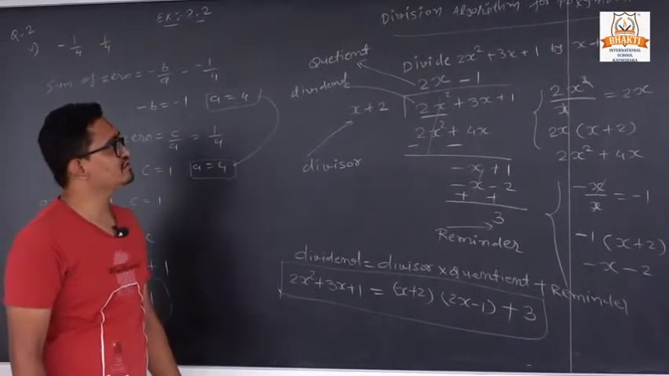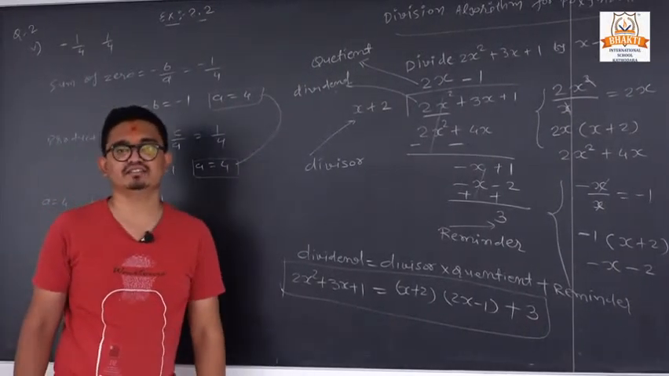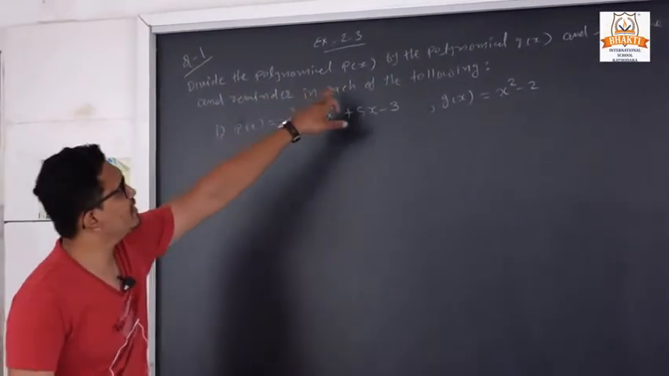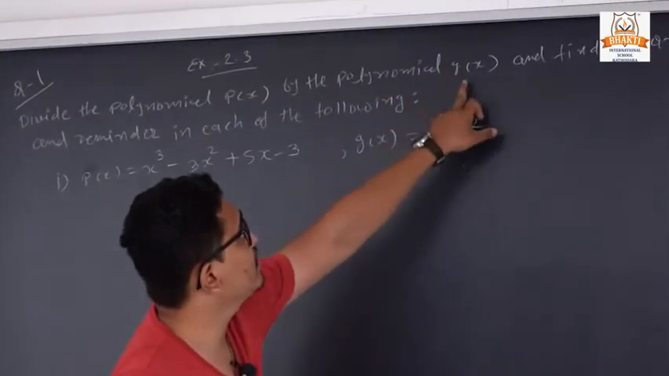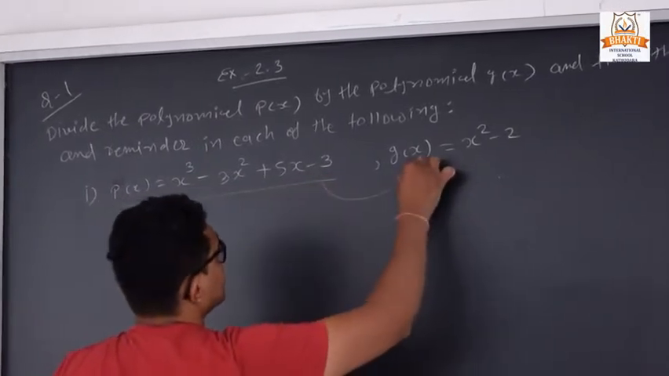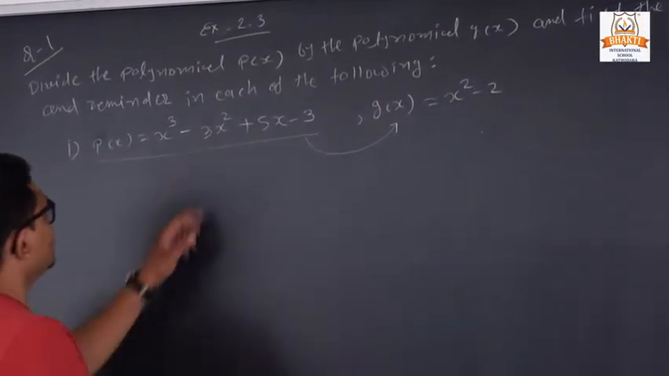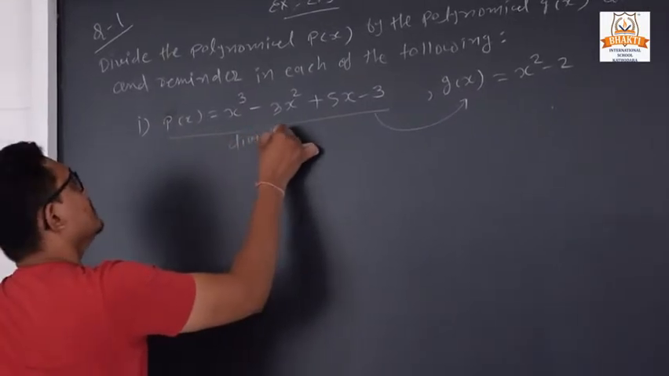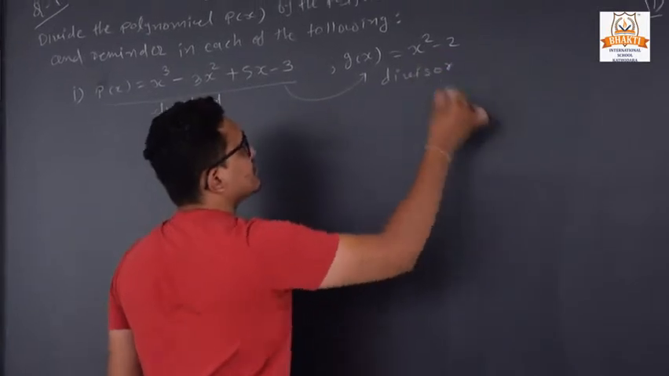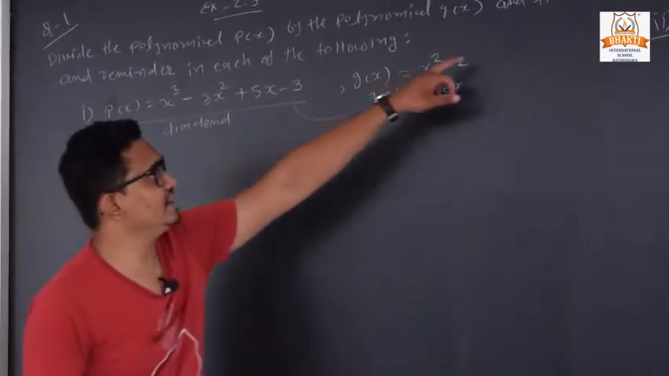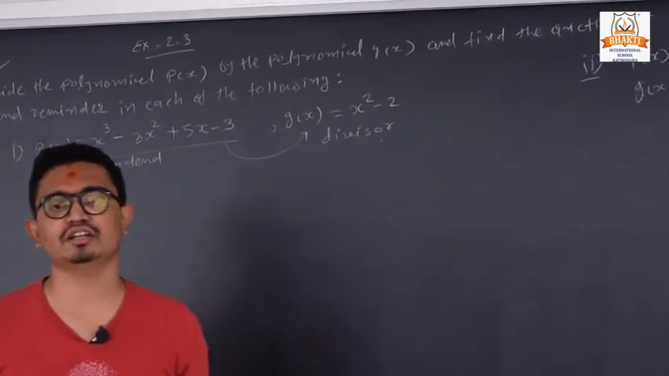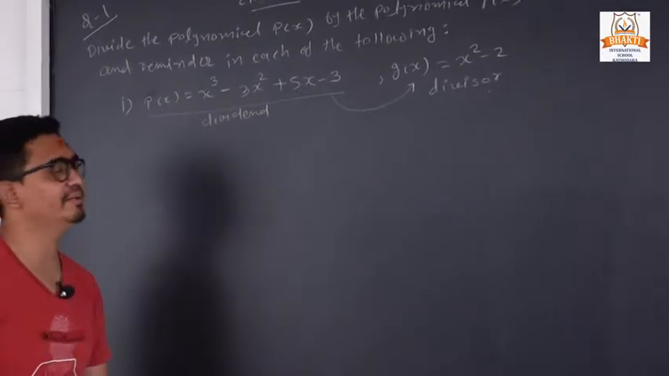So now we are going to start our exercise 2.3. Question 1 is: divide the polynomial p of x by the polynomial g of x. It means we want to divide this polynomial by this. So this is called our dividend and this is called our divisor. And find the quotient and the remainder. So we want to find the value of the quotient, and we can also find the value of the remainder.